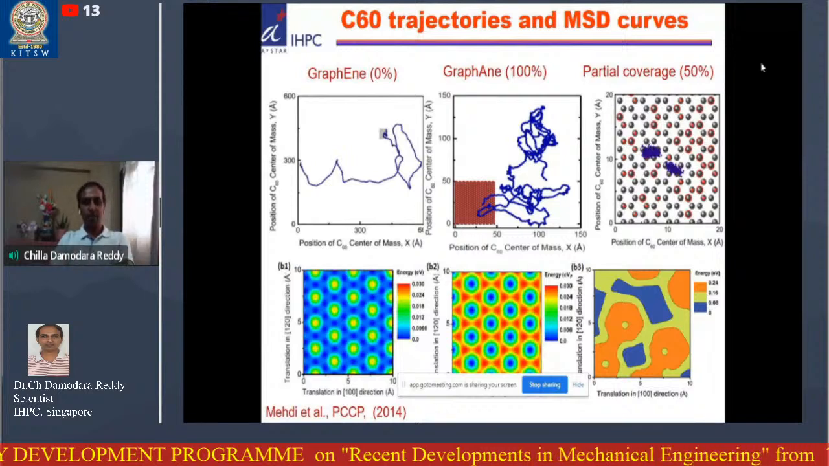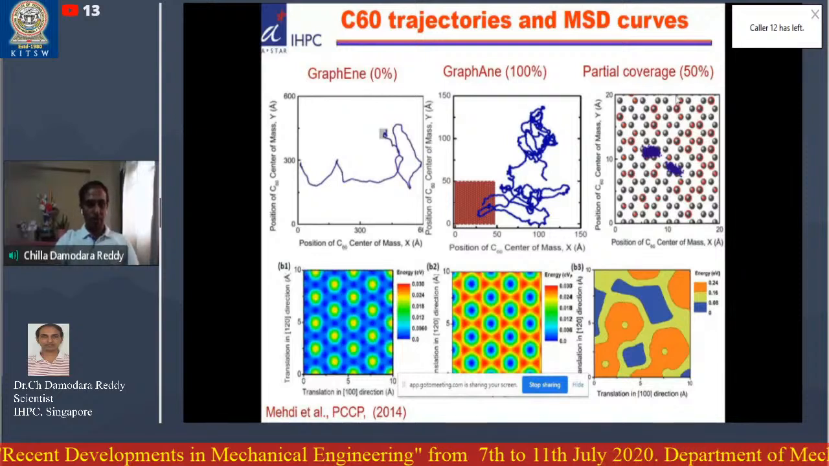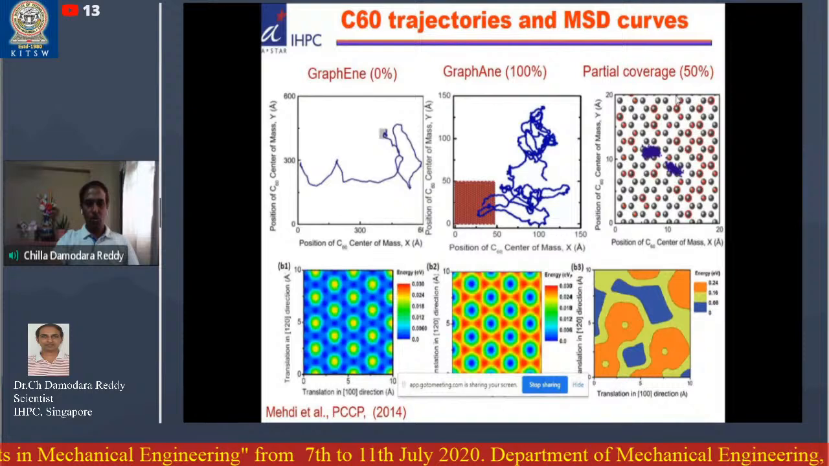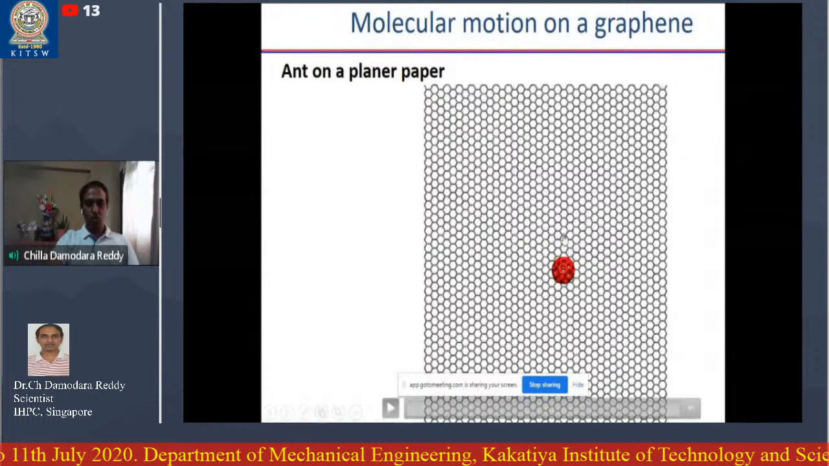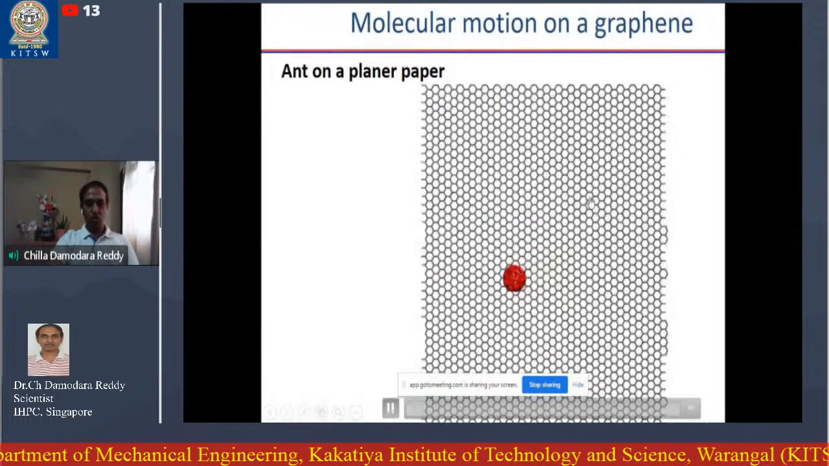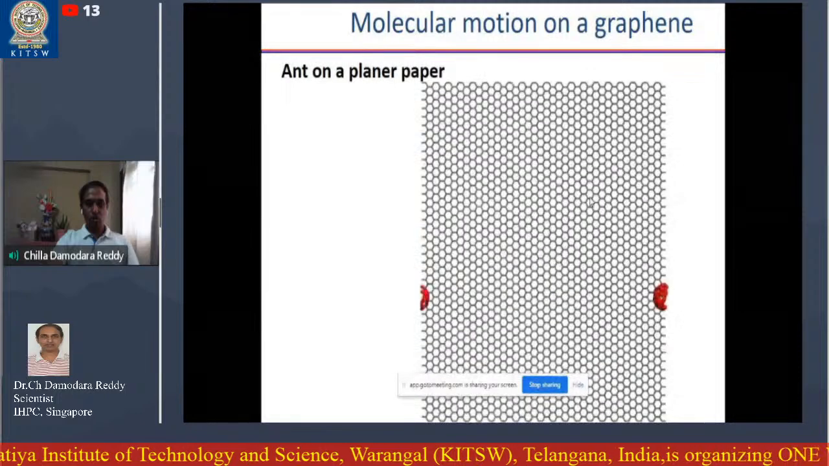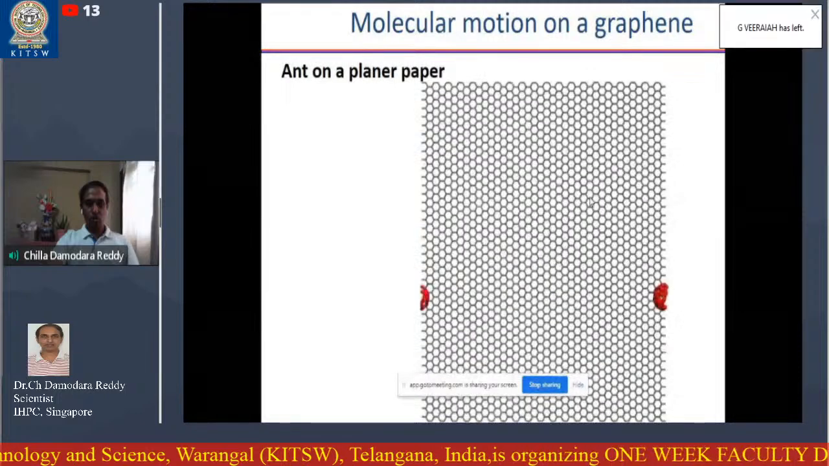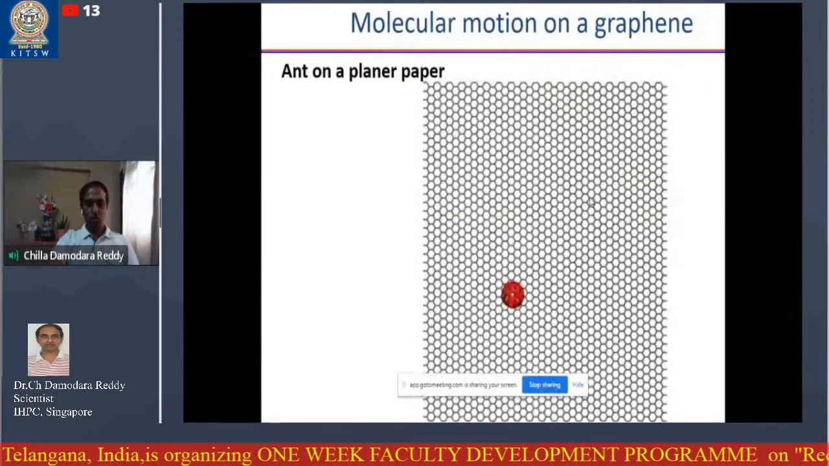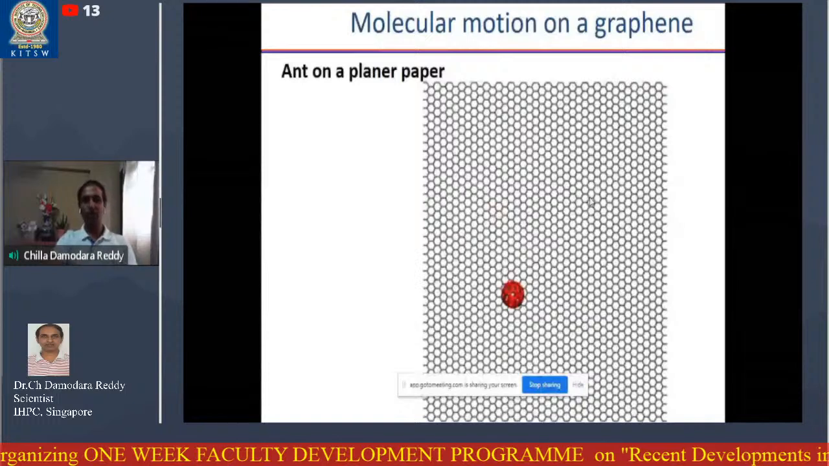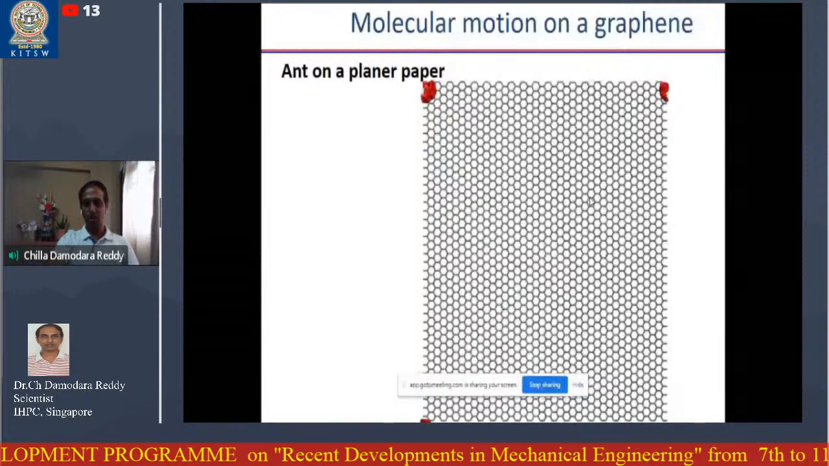I just want to show this movie. This C60 molecule is running away on the graphene sheet, and this is at a very low temperature, 75 Kelvin. If you apply 100 Kelvin or 300 Kelvin, that means room temperature, you can't even see this molecule. It always goes at a very, very high velocity. That is called ballistic motion, that's what people call it.